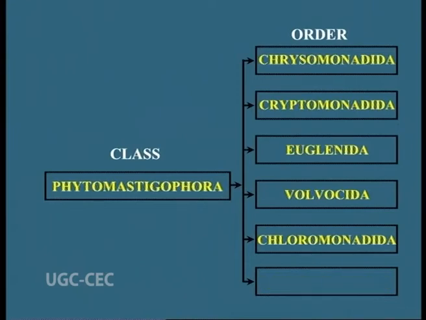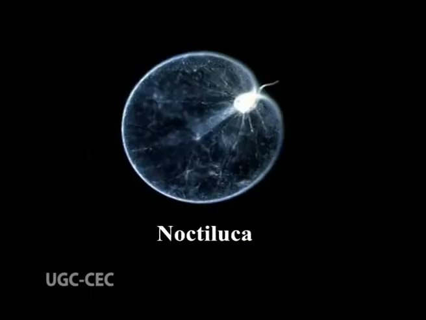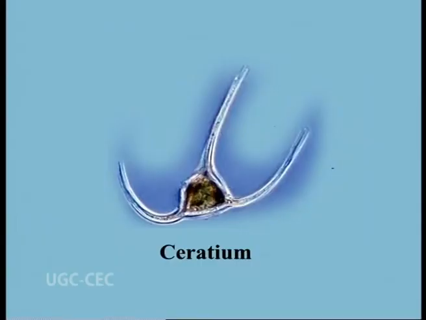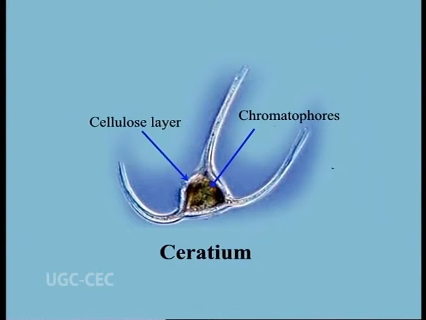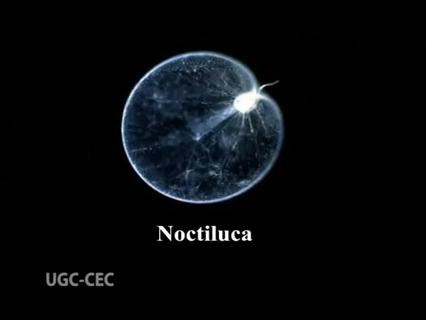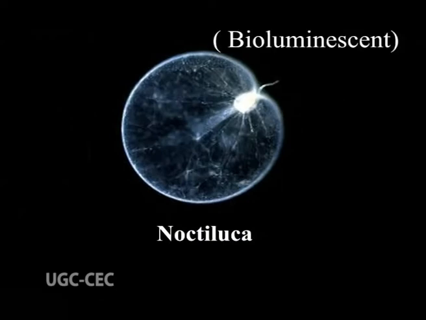Order Dinoflagellida. Examples are Noctiluca and Ceratium. There are 2 flagella, one lying transversely and other pointing backwards. Body is covered with thick cellulose. Chromatophores are green, yellow or brown. Reserve food is starch and oil. Some are bioluminescent.